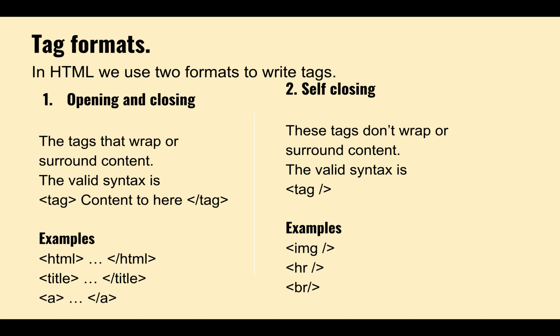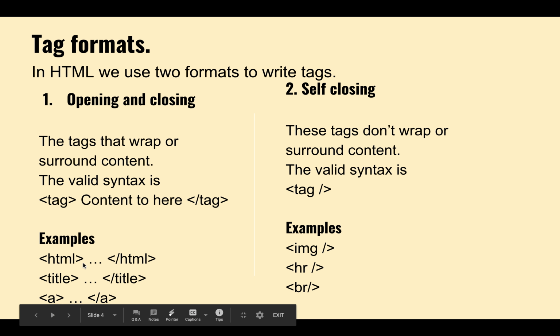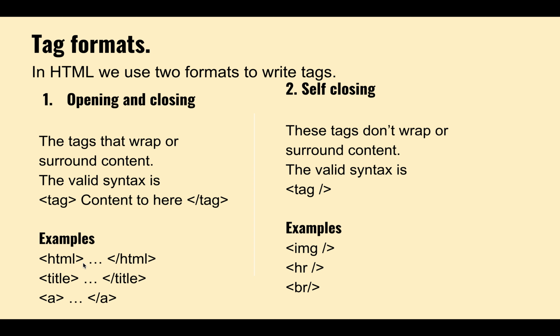What are the different tag formats? In HTML, we use two formats to write tags. I call one the opening and closing format, and the other I call the self-closing format. With the opening and closing format, the tags wrap around content, like the example you see here. You see HTML, then dot dot, then HTML. The dot dot is a placeholder for content.